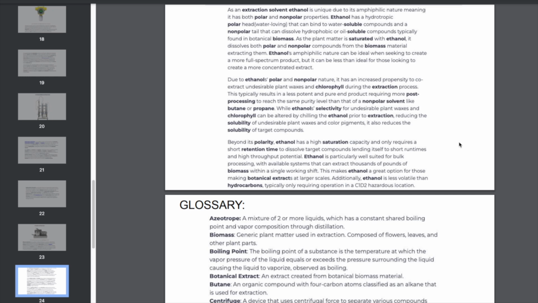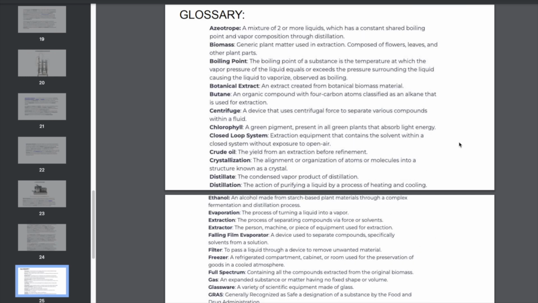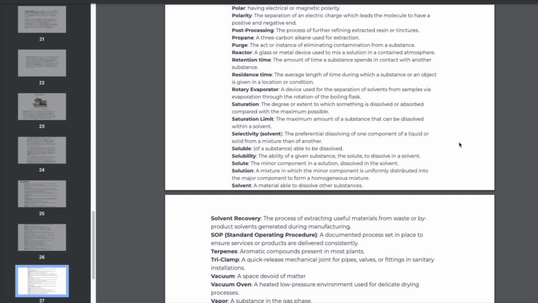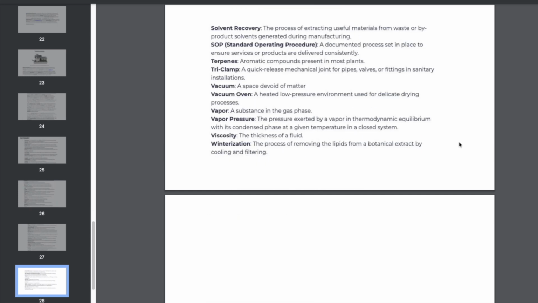Here's a glossary. I'm just going to skip over it so that you can look. One, two, three, count to three. That way you can take a screenshot and go back through, and if you don't know what any of these words mean, this is what they mean.